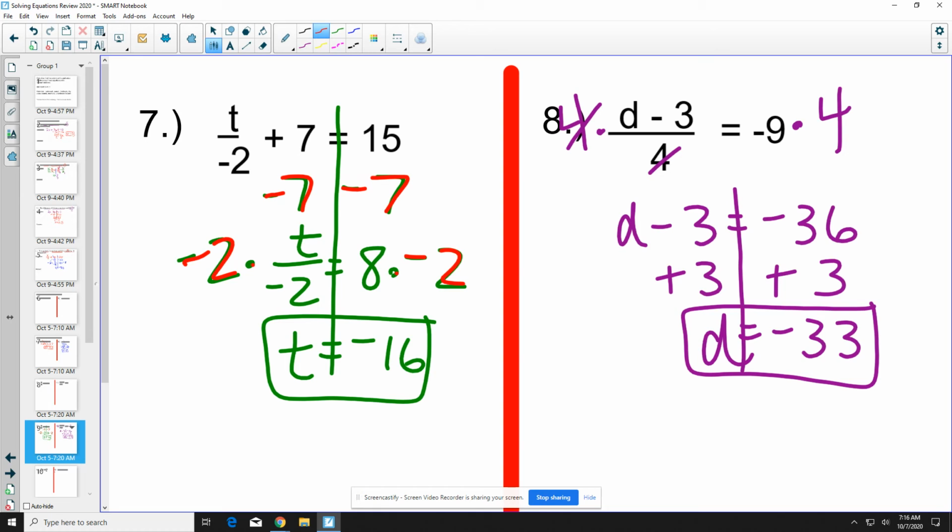Number 8 was a little different because on number 8, you had this fraction bar and d minus 3 in the numerator. You couldn't really add 3 because this is a -3 over 4. So what you had to do is the opposite of dividing by 4, which is multiplying by 4 first. Then -9 times 4 is -36. Then you do the opposite of a -3, which is +3. So when you add -36 and +3, you get -33.